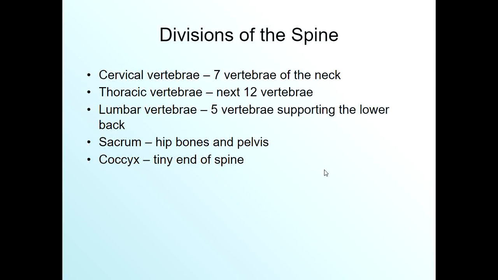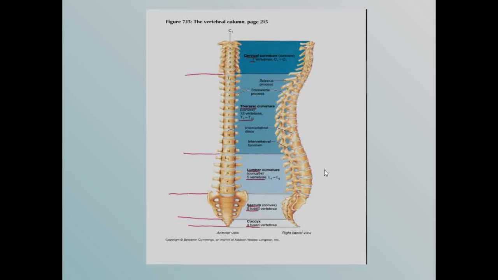So the divisions of the spine are the cervical vertebrae, there are 7, the thoracic vertebrae, which would be 12, the lumbar vertebrae are the next 5, and then we have the sacrum, which is our hip bones and pelvis, and then the coccyx, which is the tiny little end at the very bottom of the spine.